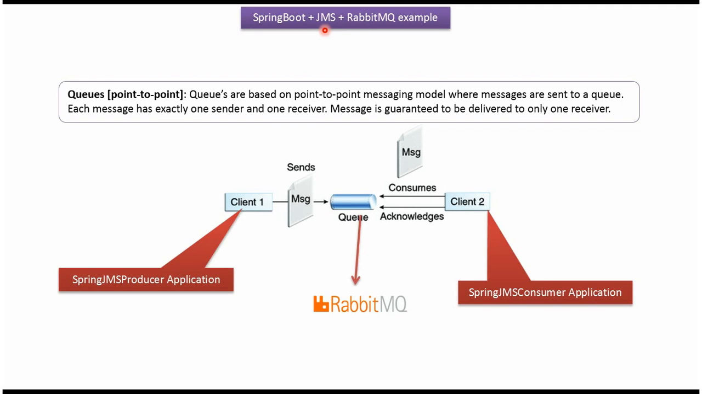In this video tutorial I will explain Java Messaging Service using Spring Boot and RabbitMQ. Here you can see client 1, which is the message producer, which sends messages to the queue. And here you can see client 2, which is the consumer, which consumes the message from the queue and acknowledges back.